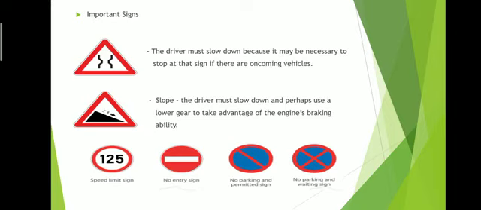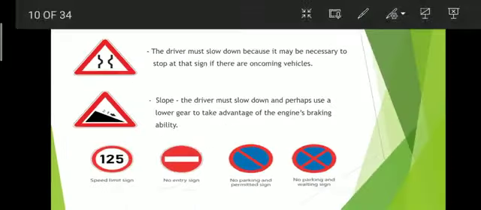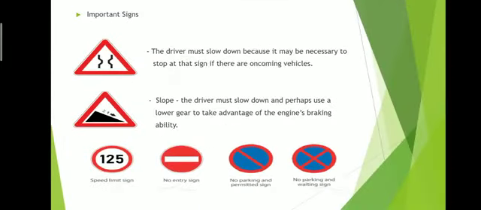Then the next is this sign. For the second sign, this sign is for slope, or you call it ascent or descent. In a slope, remember this line: you must slow down, use a lower gear, and take advantage of the engine's braking ability. Remember this line, the same line comes in the exam. Why in a slope slow down, lower gear? Because you have to take advantage of the engine's braking ability when you are in a slope.